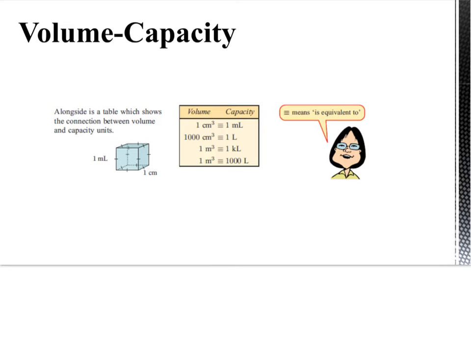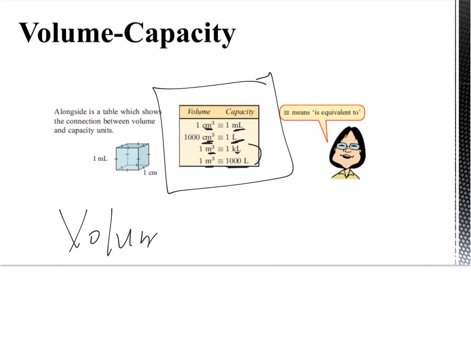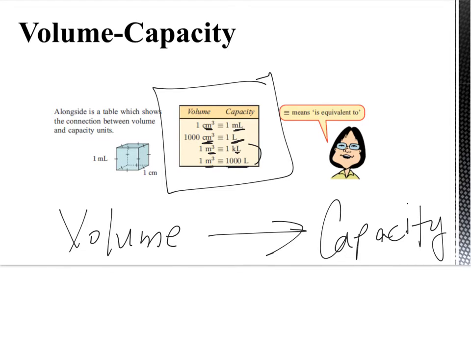Volume to capacity. When we're trying to change things from volume to capacity, 1 cubic centimeter is the same as 1 milliliter. 1,000 cubic centimeters is the same as 1 liter. 1 cubic meter is 1 kiloliter, and 1 cubic meter is also 1,000 liters because 1 kiloliter is equal to 1,000 liters. So this is what we're going to use to change volume to capacity. The first thing we have to do is find the volume of a three-dimensional shape, and then we can convert that volume to capacity. So pretty much it's just an extension of what we've been doing, finding volume.